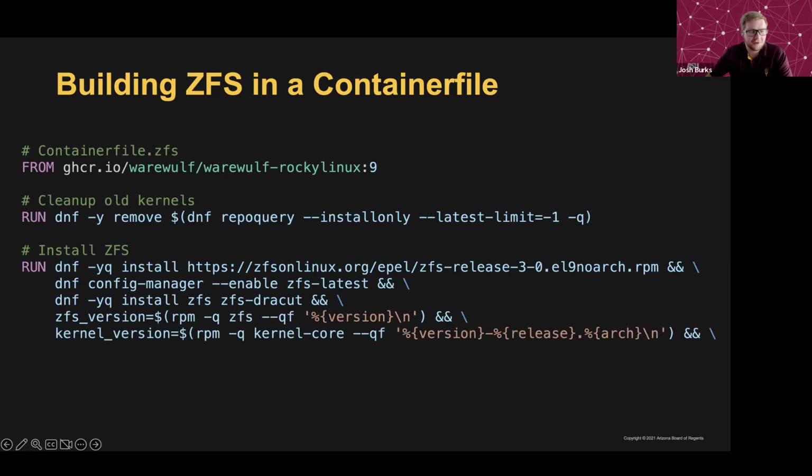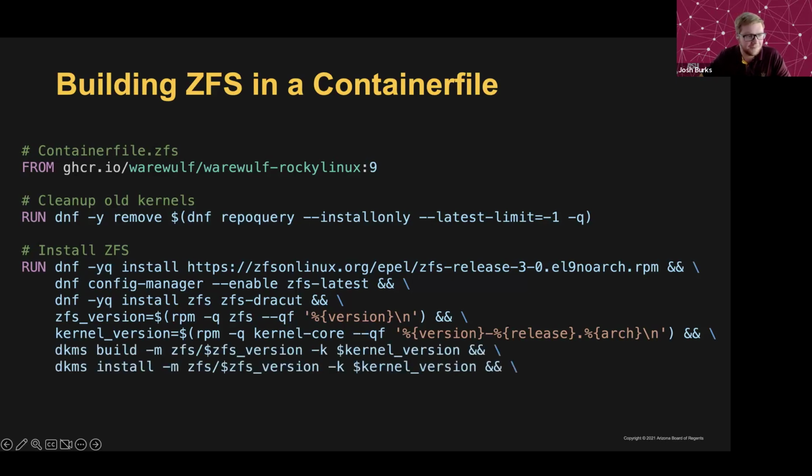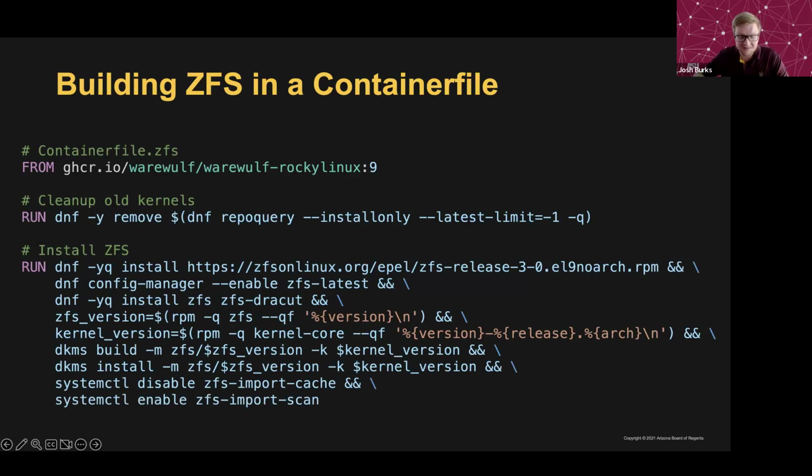We do have to manually get our kernel version. DKMS likes to use the value of uname -r as our kernel version when you're building in a container file. That's not necessarily the kernel we're building for. So I found it's easy to just query with RPM to grab the actual kernel version installed in this image. So when we do our DKMS build command, we can target that kernel specifically. So we'll build and install the kernel modules, and disable the default import cache systemd service. That's going to look for a cache file if you have a stateful traditional node. But since we're not working with that, we need to do the import scan service instead, which scans your disks and imports the pools appropriately.